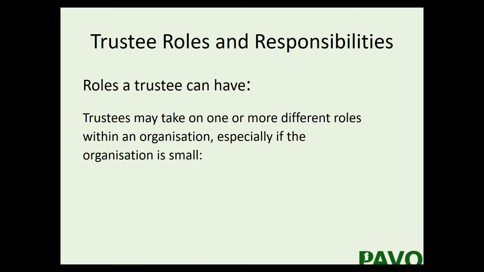Bear with me. So, trustees' roles and responsibilities. Roles a trustee can have. Trustees may take on one or more different roles. Especially if the organisation is small, you tend to wear lots of different hats in a charity. Obviously the first role, the primary function of a trustee, is the governance role. It's overseeing from on high almost the actual running of an organisation, and that's setting the targets, setting the objectives. The day-to-day stuff is much more a managerial function.